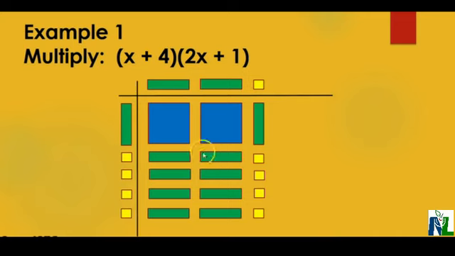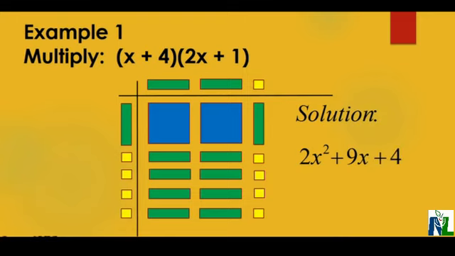The solution is the tiles that remain inside this chart. As we can see here, we have 2 x squared blocks, or 2x squared. We have 9 long green bars, or positive 9x, and 4 single units, which represents positive 4, giving us a final solution of 2x squared plus 9x plus 4.